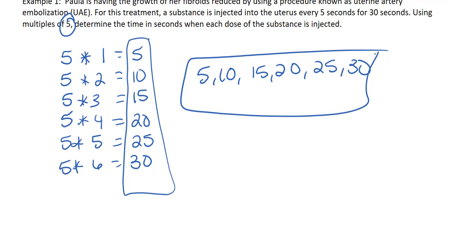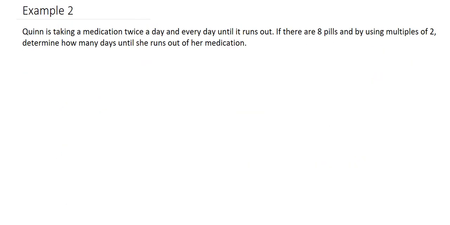Now let's go ahead and look at the next example. Example 2. Quinn is taking medication twice a day and every day until it runs out. If there are 8 pills, by using multiples of 2, determine how many days until she runs out of her medication.